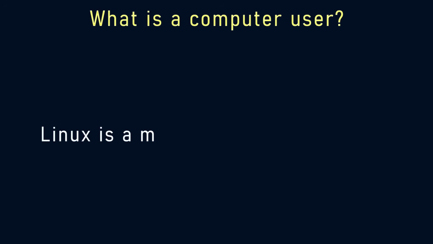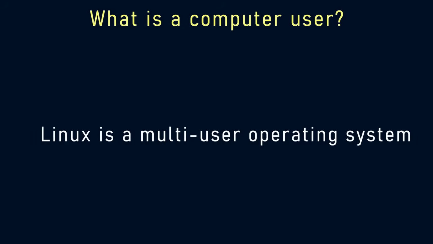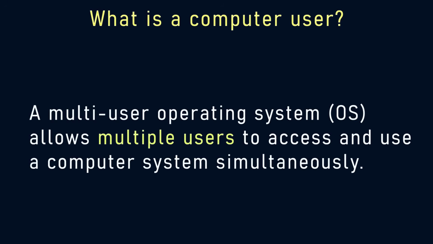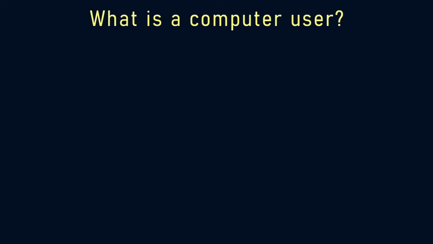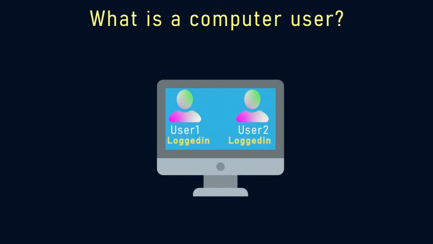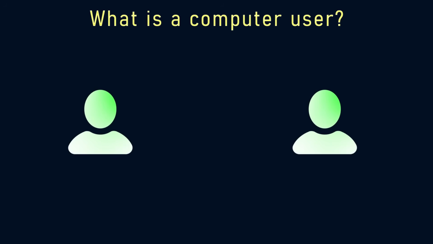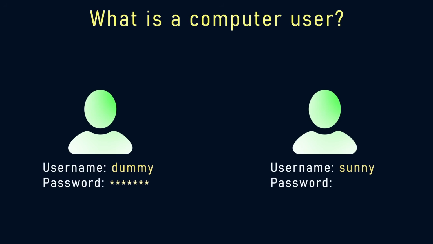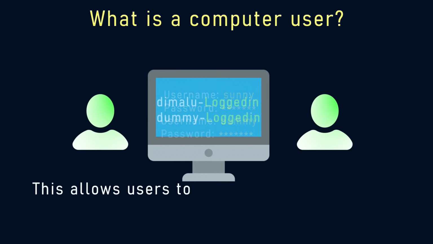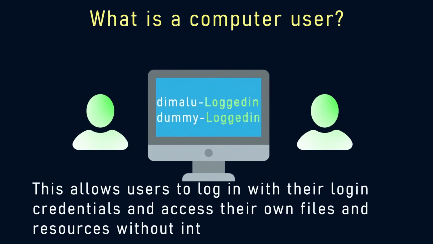Now, Linux is a multi-user operating system. Now, what does multi-user mean? A multi-user operating system allows multiple users to access and use a system simultaneously. This means several user accounts can be logged in at the same time. In a multi-user environment, we can create separate or multiple user accounts. Each user has their own account with a unique username and password. This allows users to log in with their login credentials and access their own files and resources without interfering with each other.